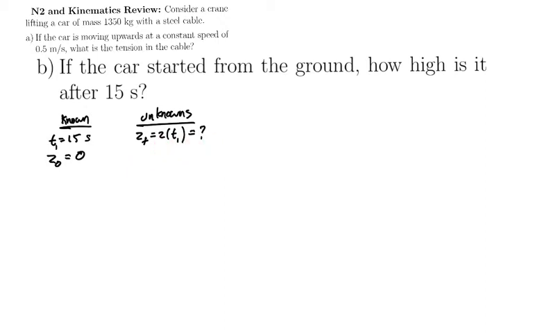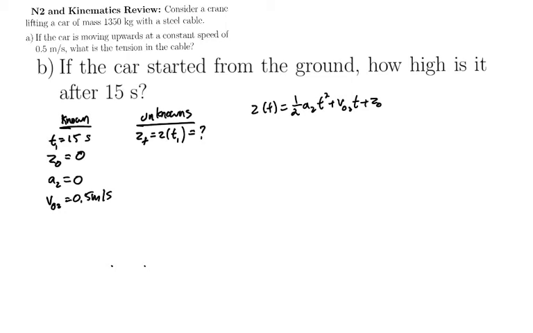And now I also need to recognize that I know the acceleration. The acceleration in the z direction is going to be 0. I know this because the car is moving upwards at a constant speed. And of course I can't forget that I actually know the initial velocity. That is 0.5 meters per second.